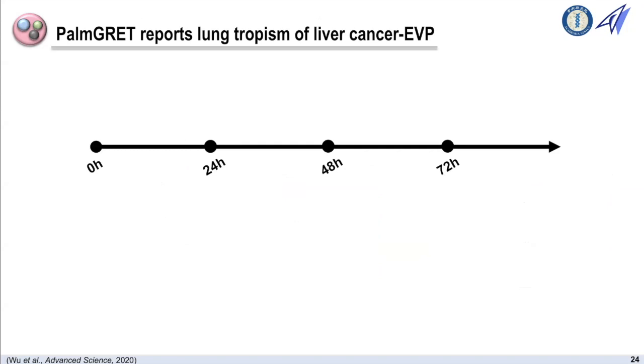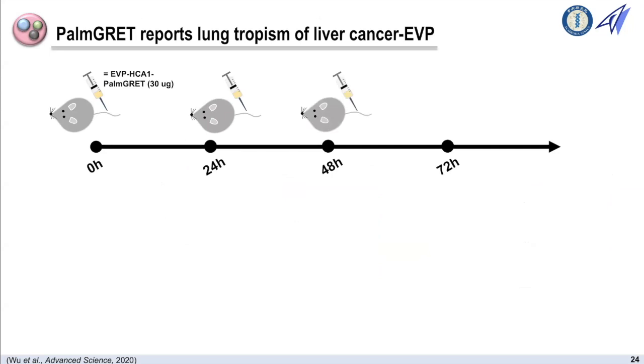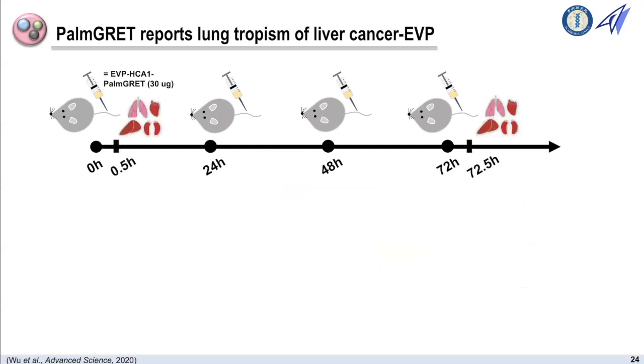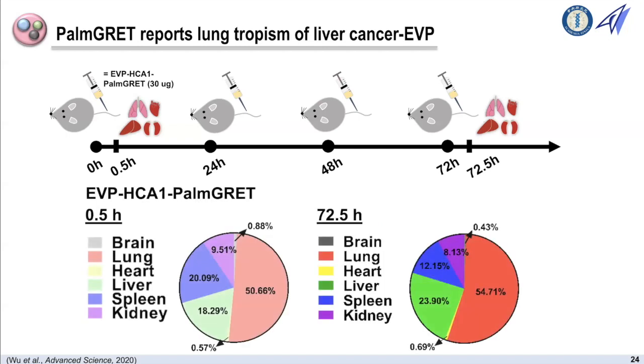if the HCA1-derived EV also shows the tropism that can go to the lung. So here, after we harvest the EVPs from HCA1, we inject 30 microgram, we educate the C3H mice with our EVP HCA1 PalmGRET. And then we inject 4 dosages, starting from 0 hour, 24 hour, 48 hour, and 72 hours. And then we harvest the organs at 0.5 hour and 72.5 hours. And after that, we were able to have the pie chart to detect the different percentage of our EVP distribution.